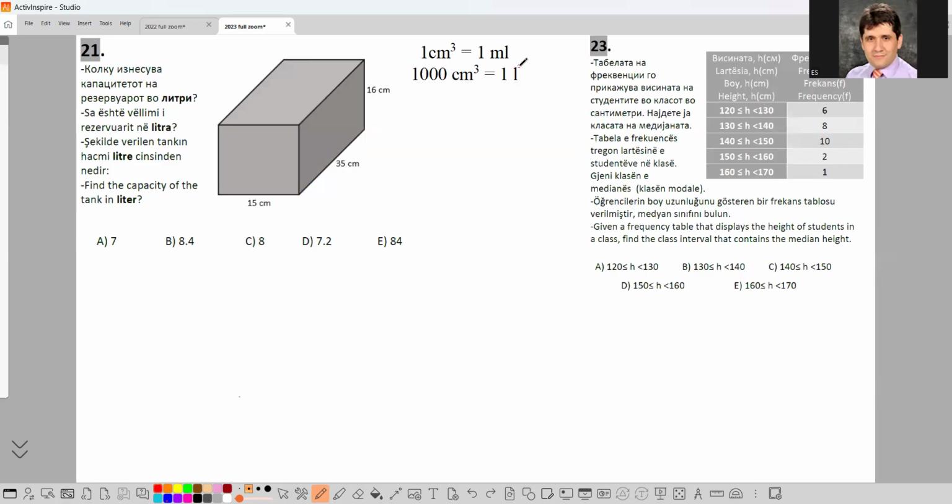1,000 centimeters cubed is 1 liter, or otherwise 1 decimeter cube is 1 liter. So one of these two cases. Anyways, we just need to multiply. The volume is 15 centimeters times 35 centimeters times 16 centimeters.